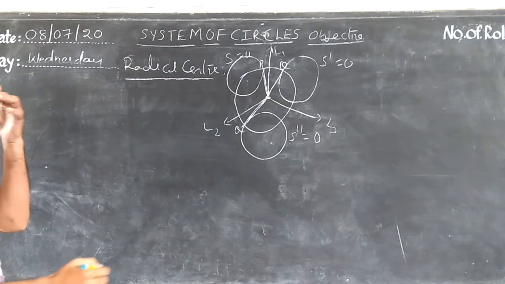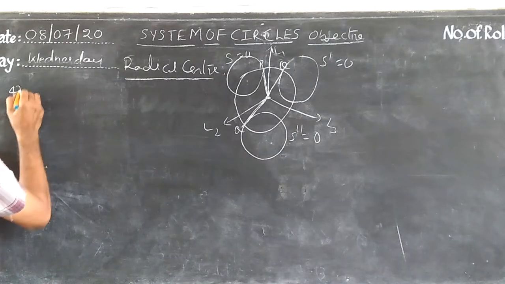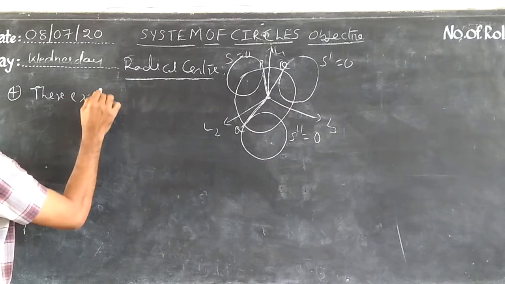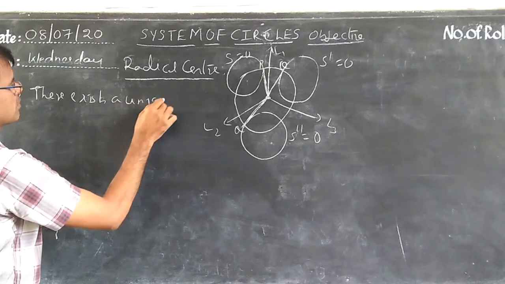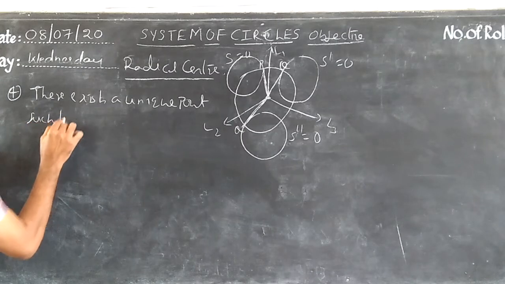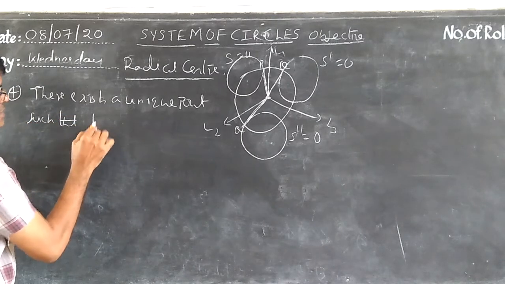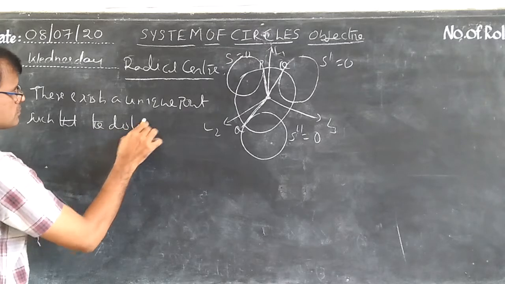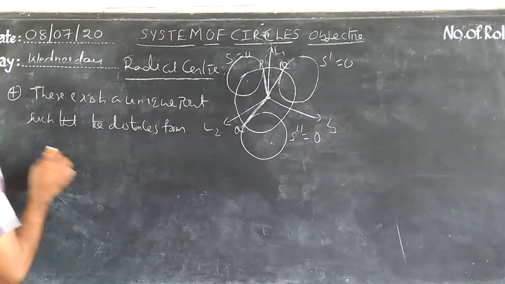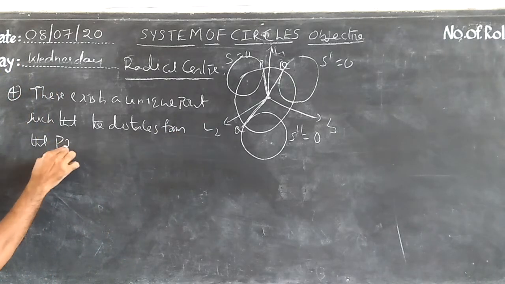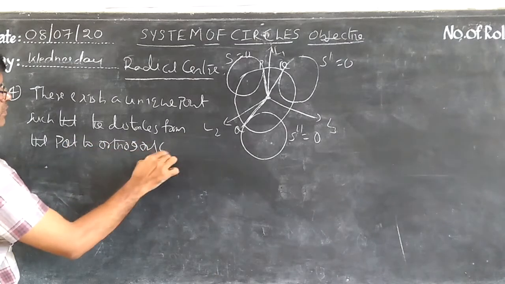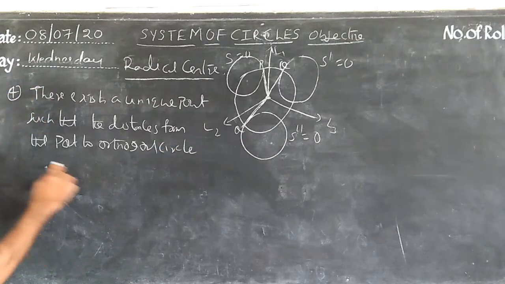So we should write the formula in this way: there exists a unique point such that the distances from that point to the orthogonal circles are equal.